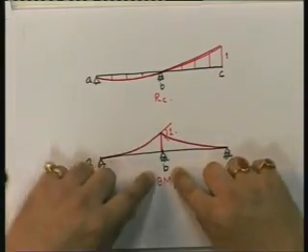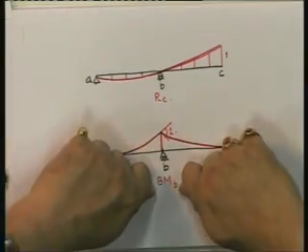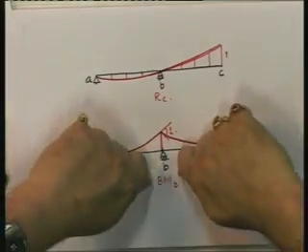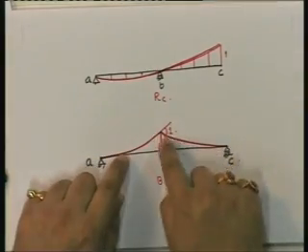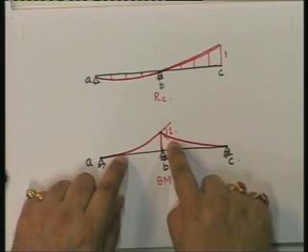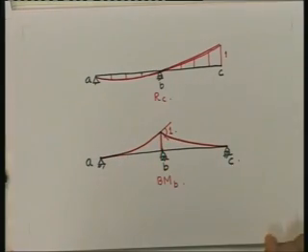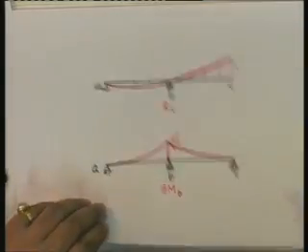Why does it go this way? Because if you look at it, the moments do this, so it's going to go this way, and the relative rotation between the two tangents has to be equal to 1 at this point. So this is what the Müller-Breslau principle gives you: the qualitative assessment.